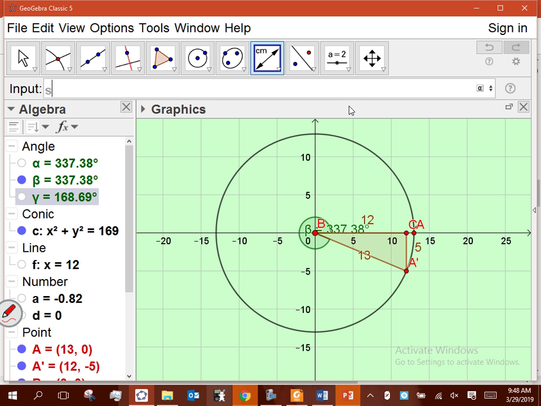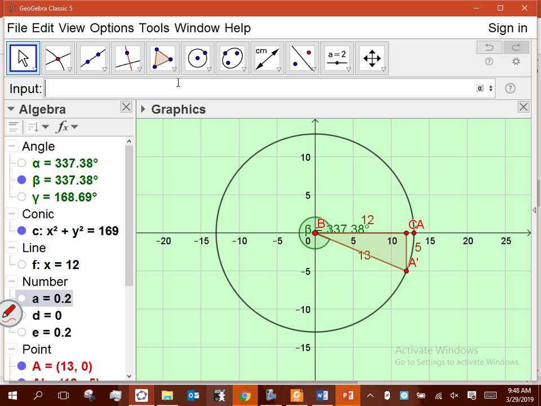So if I say sine of gamma now, hit enter, we get the 0.2. Okay? What this is doing right here. The negative 0.82. So 0.2 is the sine of that half angle, the half of this 337.38. We found it to be exactly the square root of 26 over 26. We're going to see if that's the same 0.2 number, and it is. Does that make sense? So that's kind of how we check ourselves.